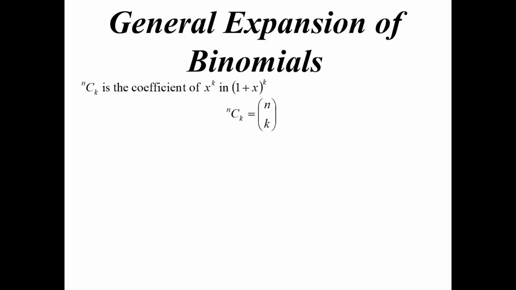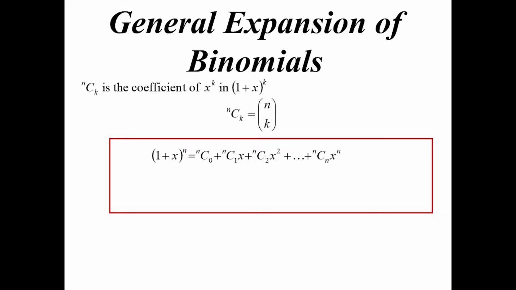Now, when we're dealing with binomials, an alternative way of writing nCk is like this, with parentheses. Notice there is no fraction bar there, it's just n over k. So if you see that, that means nCk. So the expansion for (1 + x)^n would be nC0 + nC1 x + nC2 x squared, and so on and so on, up to the last term, which is nCn x to the n.